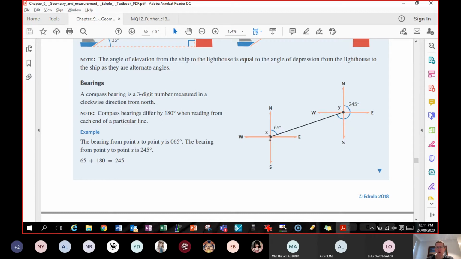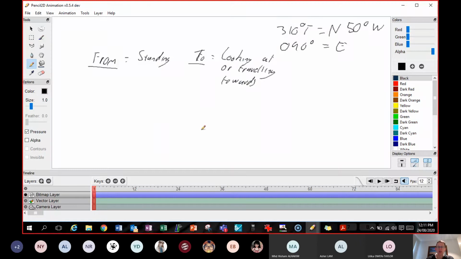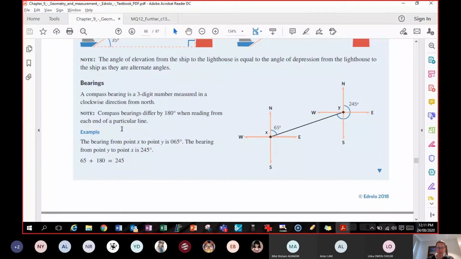If you think about it, if you walked along this line, you stopped and you wanted to go back, you would turn around 180 degrees and walk back straight along the same line, and it would get you there. So I like to think of turn around. What you need to know is that compass bearings differ by 180 when reading from each endpoint in a particular line. So if that's 65, that's going to be plus 180, which is 245. Obviously, if it's over 180, you minus 180 from it, and that will give you 65.